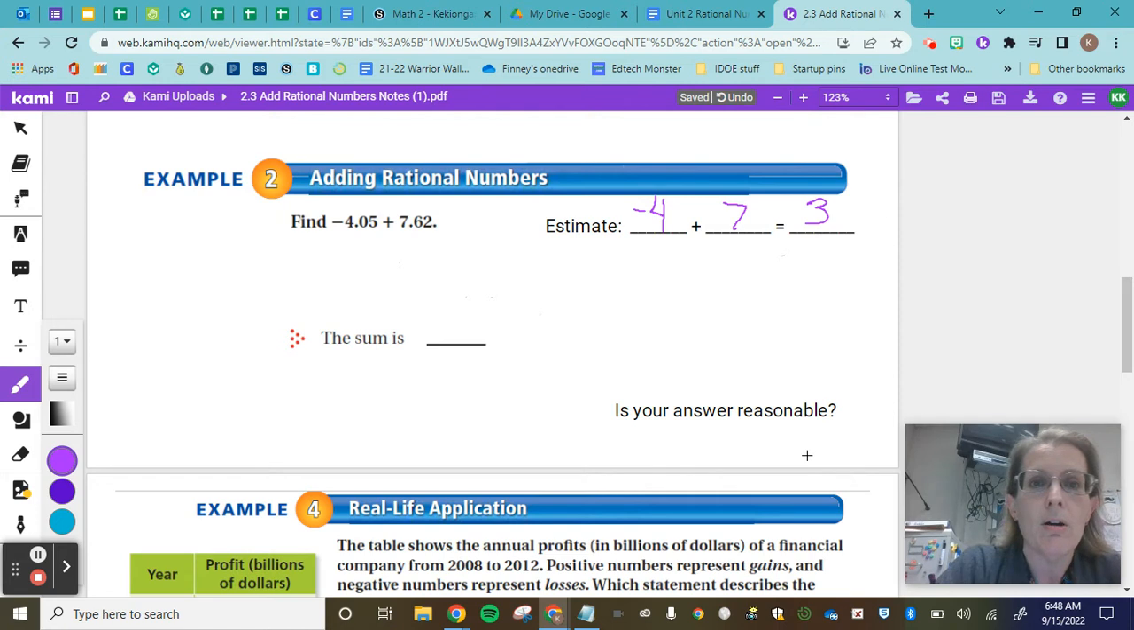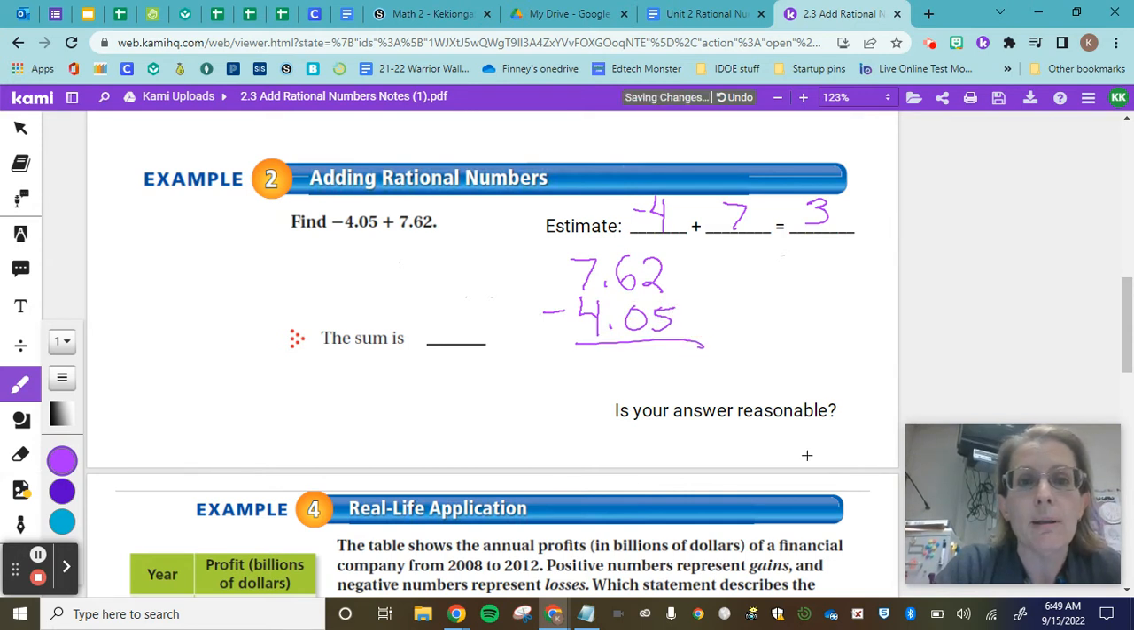Remember that when you are working with decimals, you're going to line up the decimal place. But I look and I see I have a negative number and a positive number. So even though I'm adding, negatives and positives cancel out. So I will end up subtracting because they're going to cancel out. So I'm actually going to do 7.62 minus 4.05. I will know my final answer is going to be a positive because there's more positives than negatives.